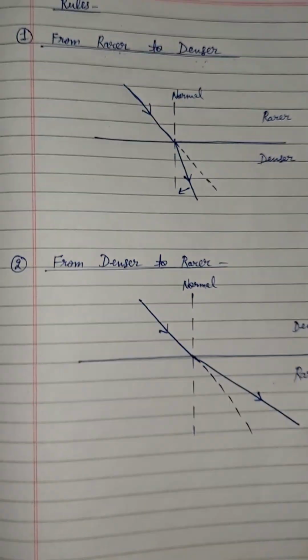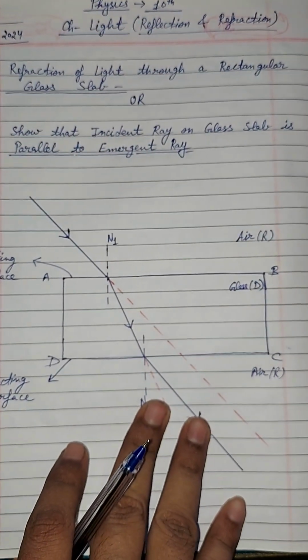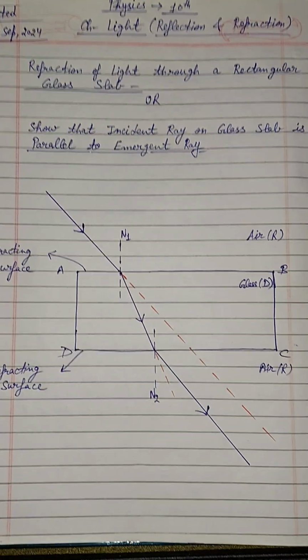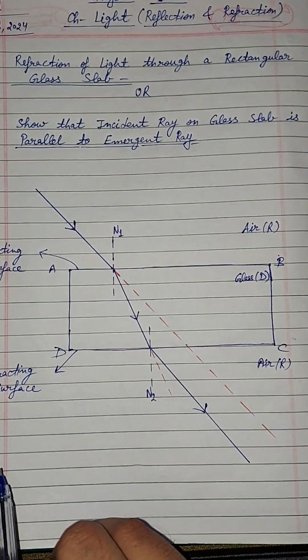Now these two rules we will use to make the diagram for this refraction of light through a rectangular glass slab. Okay, now ABCD is a rectangular glass slab.